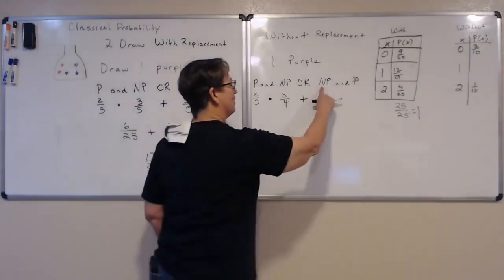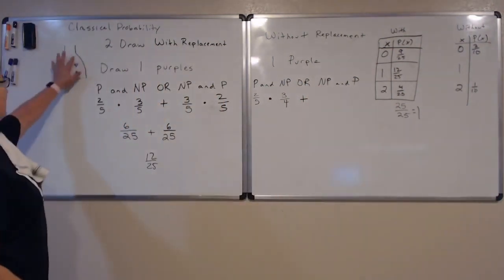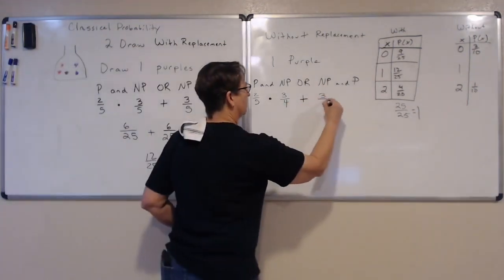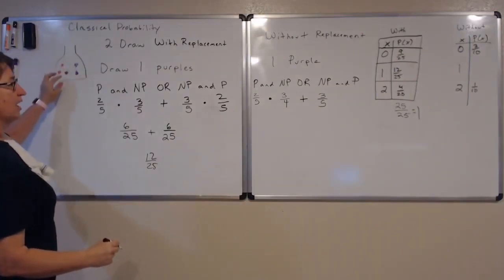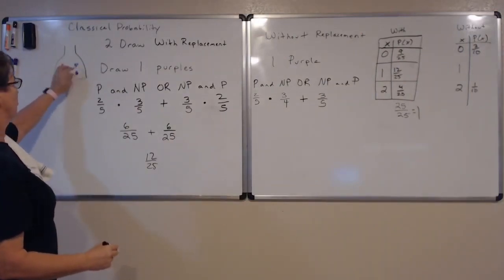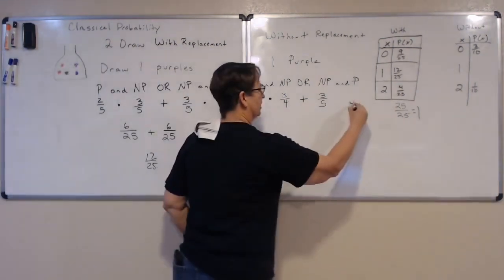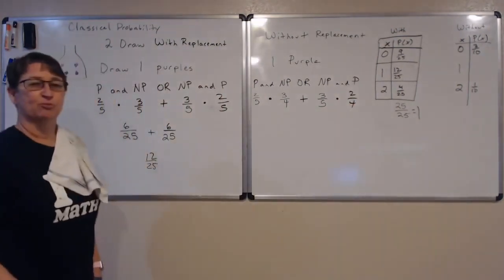Okay, so now what about a not purple on the first draw? Well, out of the 5 marbles, 3 of them are not purple. But then, once I take one of them out, it leaves me with only 4, and I'm not replacing it. It leaves me with 4 marbles, and 2 of them are purple. That and lets me multiply.